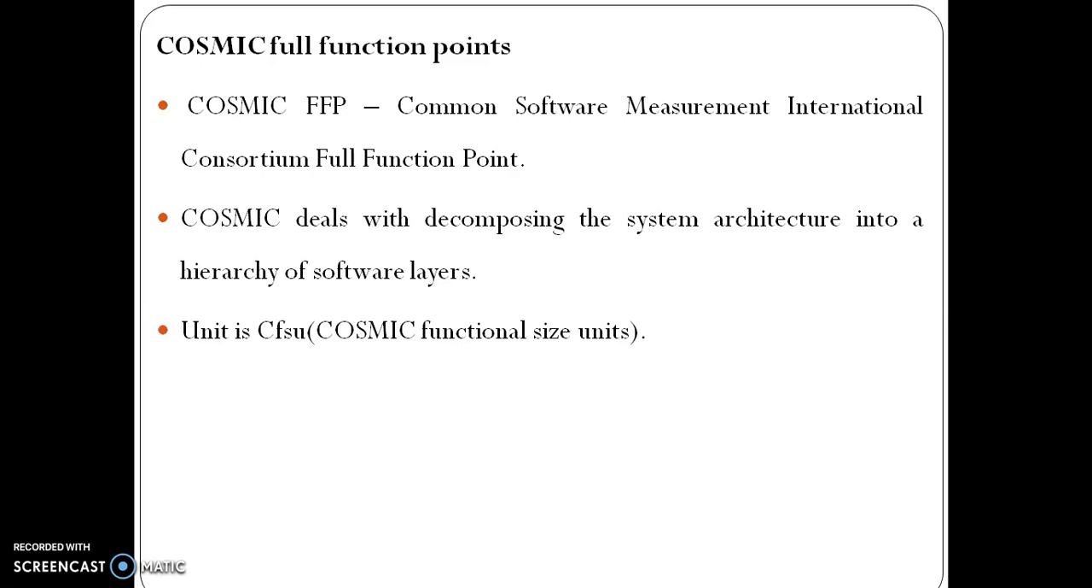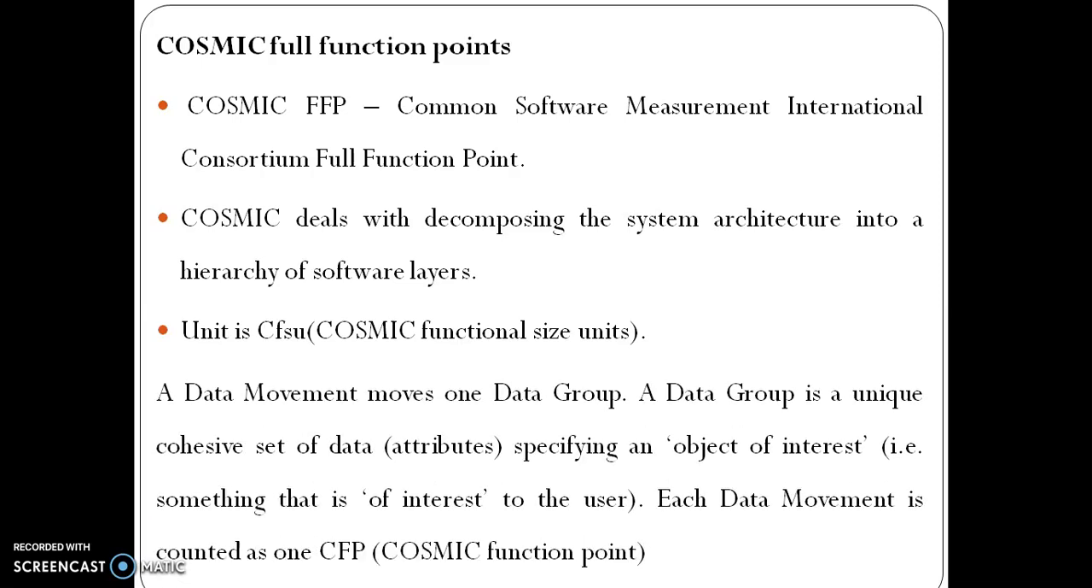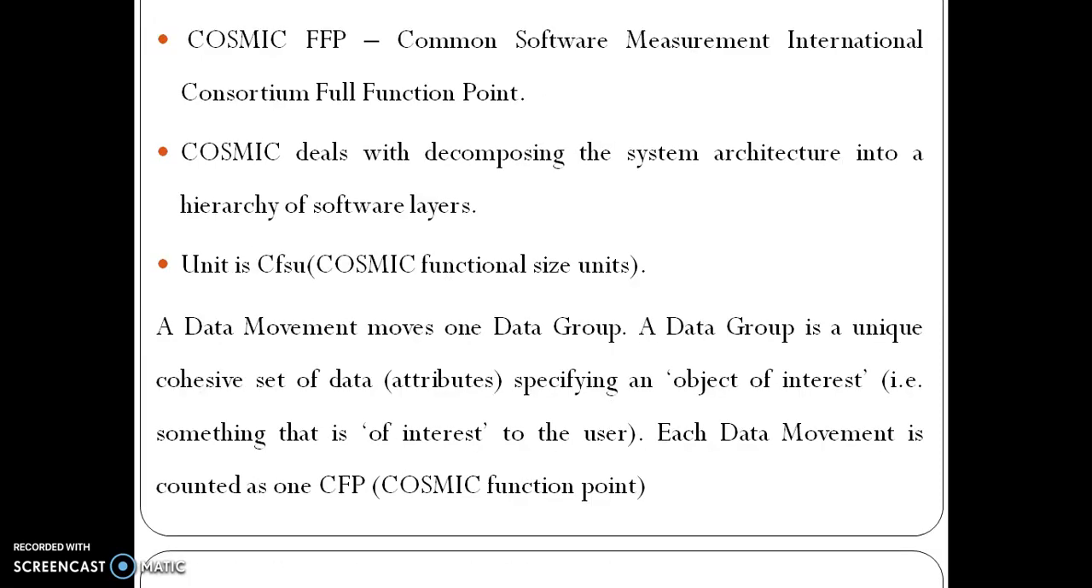The unit is CFSU, Cosmic Functional Size Units. The data movement moves one data group. A data group is a unique cohesive set of data, that is attributes, specifying an object of interest, that is something of interest to the user. Each data movement is counted as one CFP, Cosmic Functional Point.